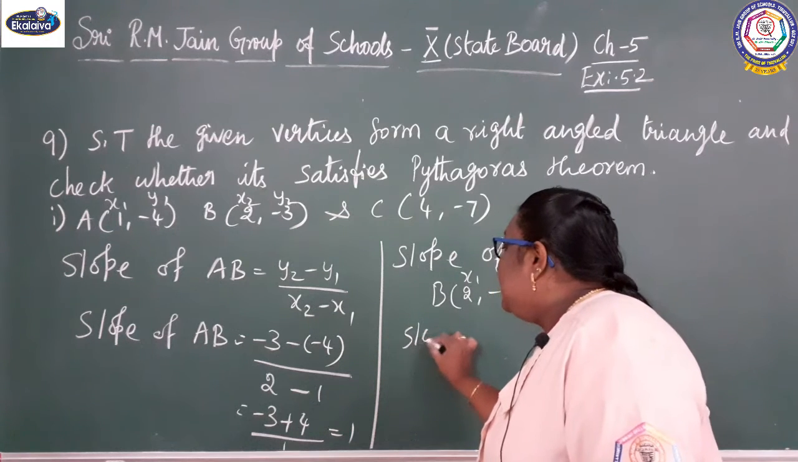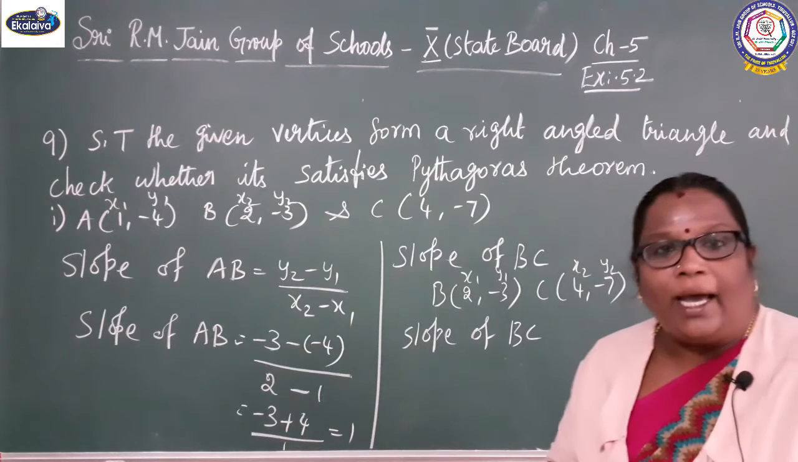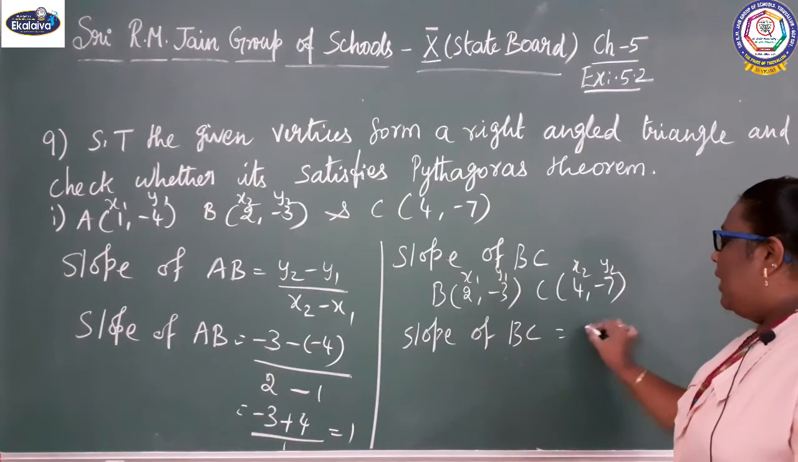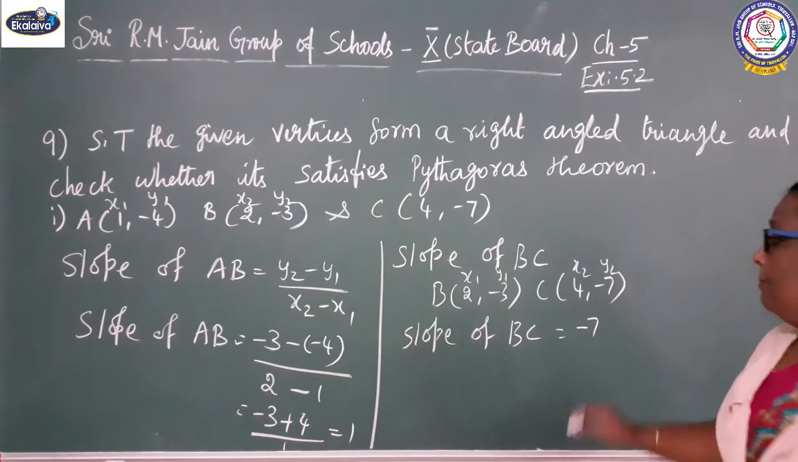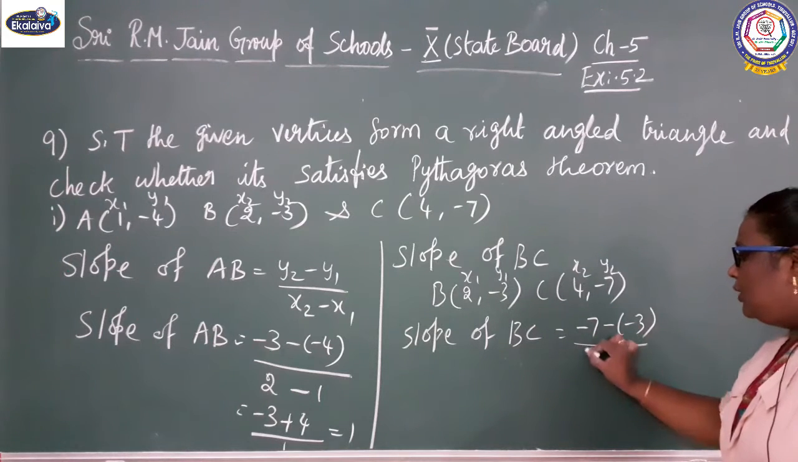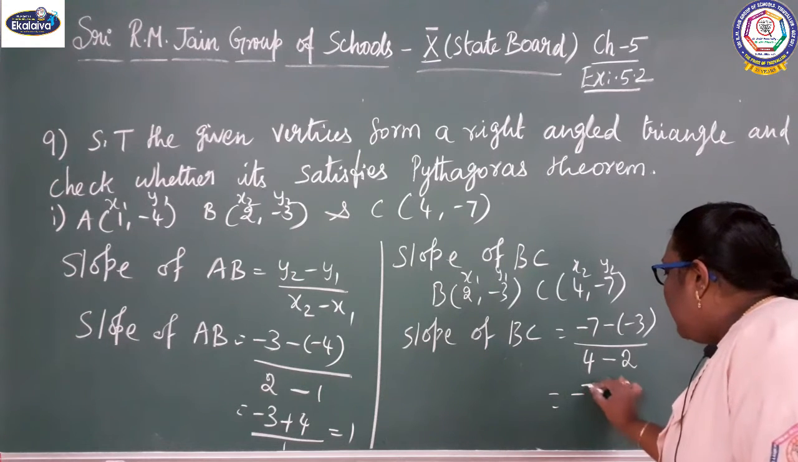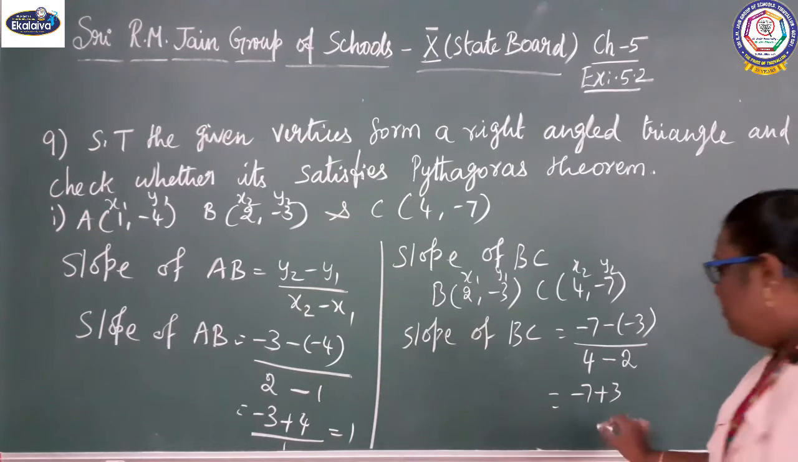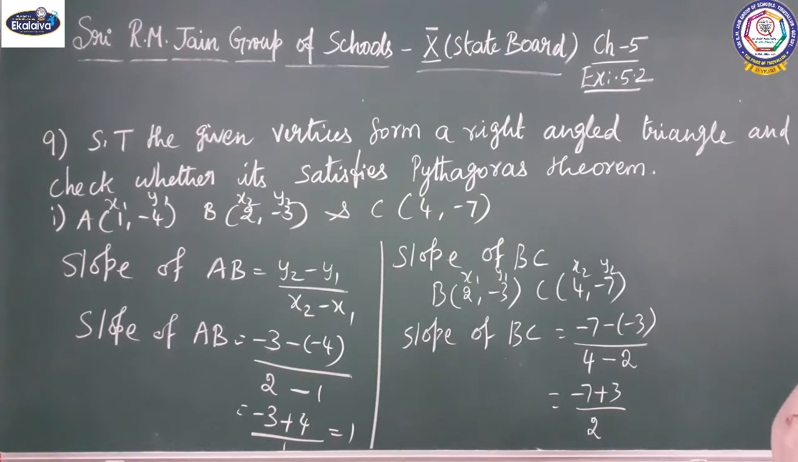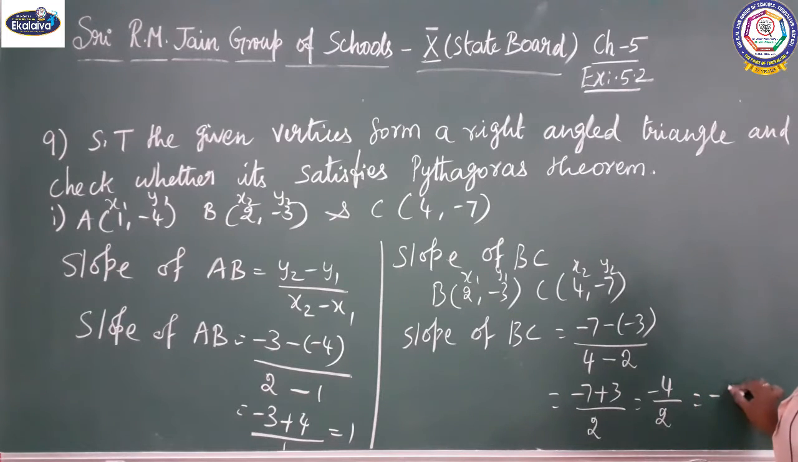Slope of BC, the same formula. What is the formula? y2 minus y1 by x2 minus x1. So y2 is minus 7, minus y1, which is minus 3, by x2 is 4 minus x1 is 2. So it gives minus 7 plus 3 by 2. What is the value? Minus 4 by 2, the value is equal to minus 2. Slope of BC equals minus 2.